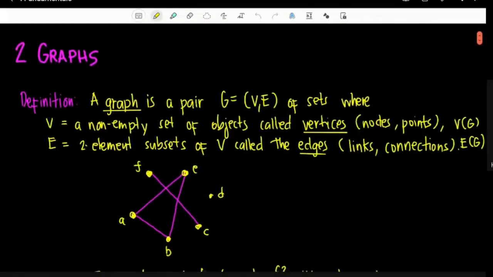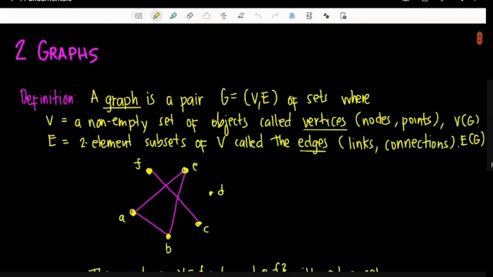Let's have a recall of our definition of a graph. In this particular definition, we're defining a simple graph. A graph is a pair of sets V, E, where V is a non-empty set of objects called vertices, or sometimes we call it nodes or points, depending on a particular field of interest.